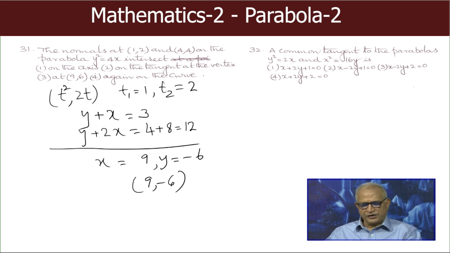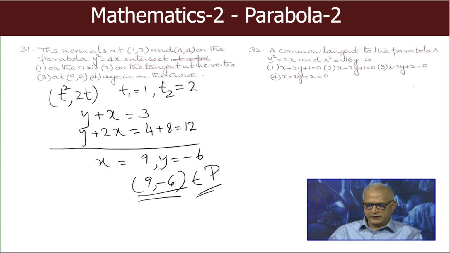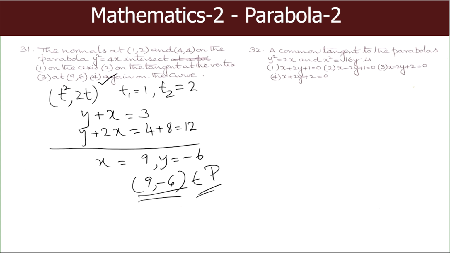So, not on the axis, the axis is the x axis, so the y coordinate would be 0. On the tangent at the vertex, certainly not, because the tangent at the vertex is the y axis and the x coordinate must be 0. Here the x coordinate is 9. At (9, minus 6), not correct. So, again, on the curve. Clearly, this point belongs to the parabola, because it satisfies the equation. So, again, on the curve.